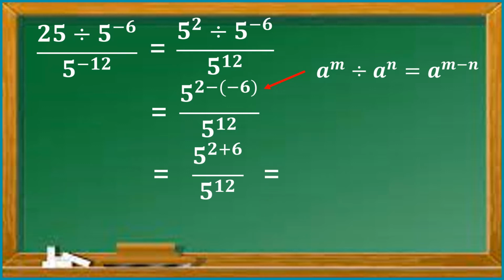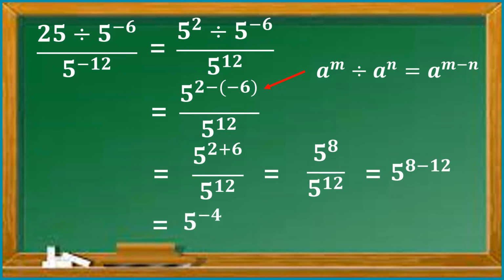So what is 2 plus 6? Correct, it is 8. So we have 5 to the power of 8 over 5 to the power of 12. In here, we are dividing, so we are going to copy the same base and then subtract the exponents. So we will be having 5 to the power of 8 minus 12. And what is 8 minus 12? Very good. It is negative 4. So we have 5 to the negative 4.